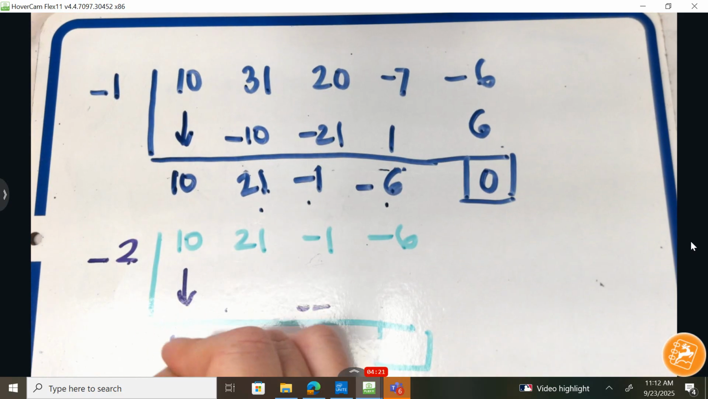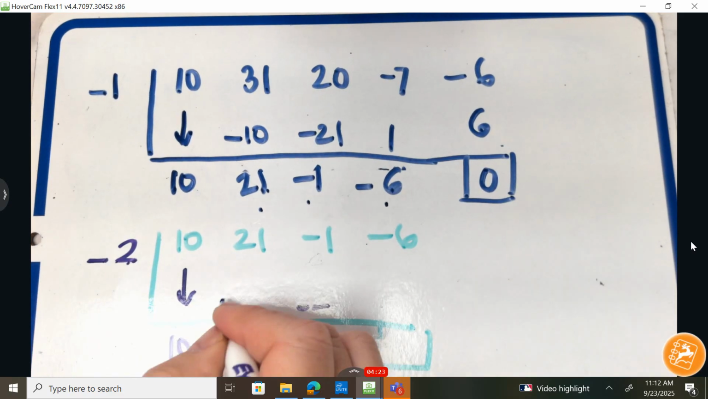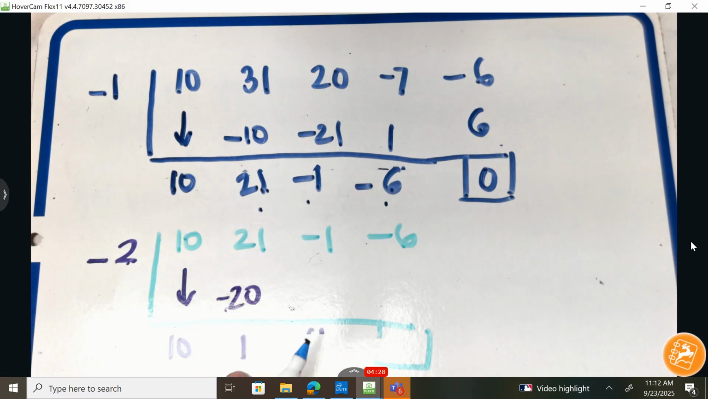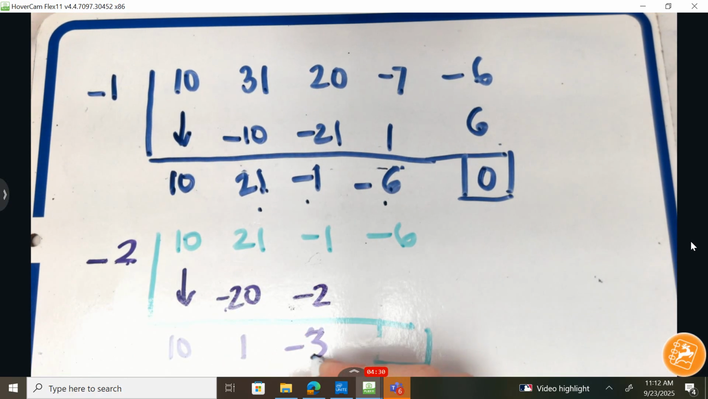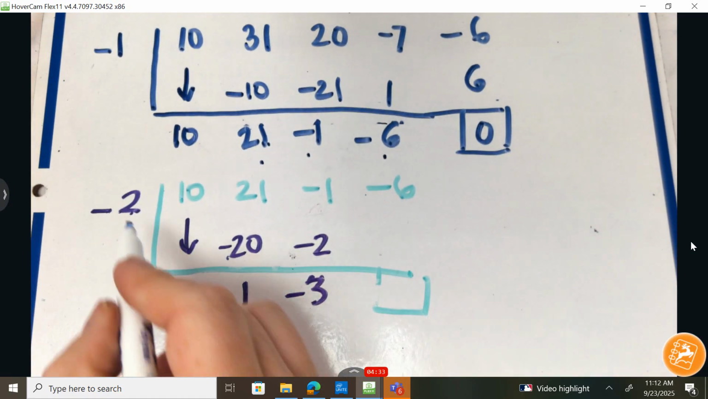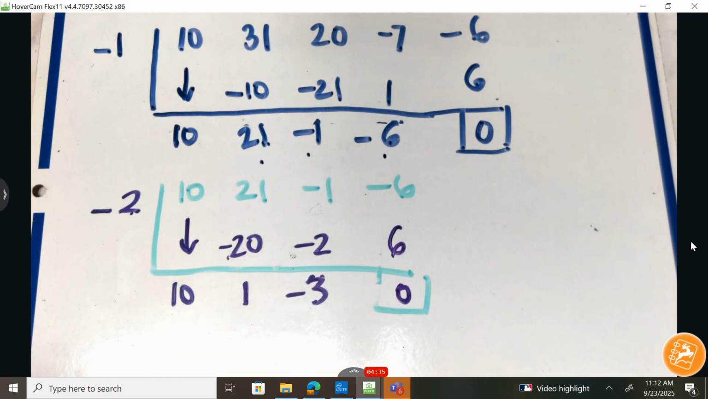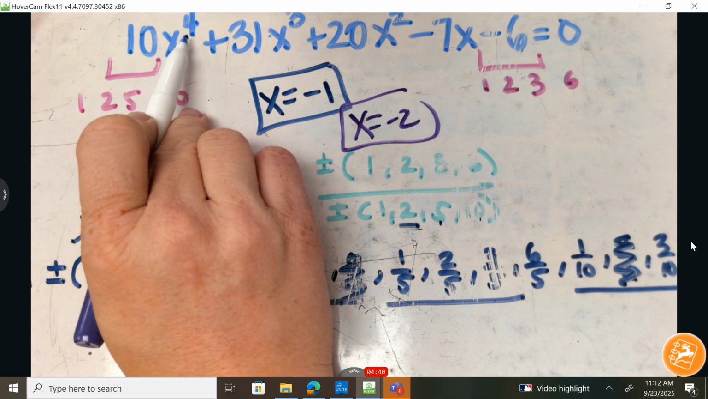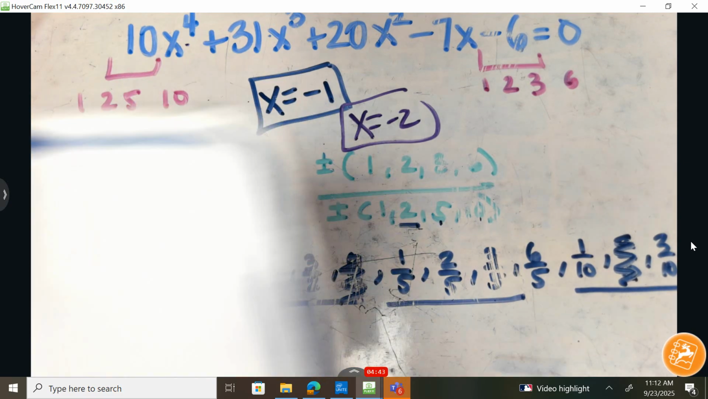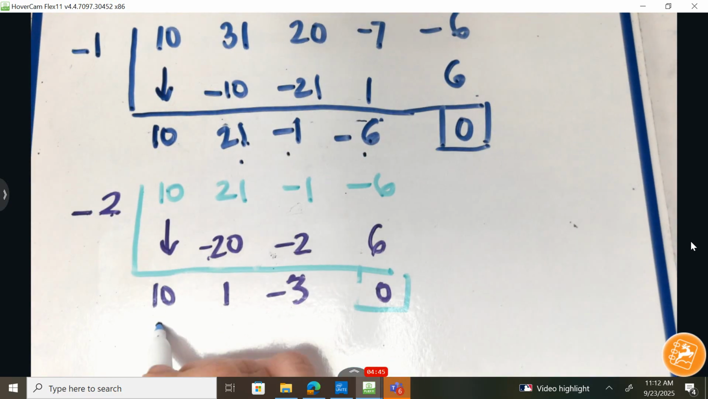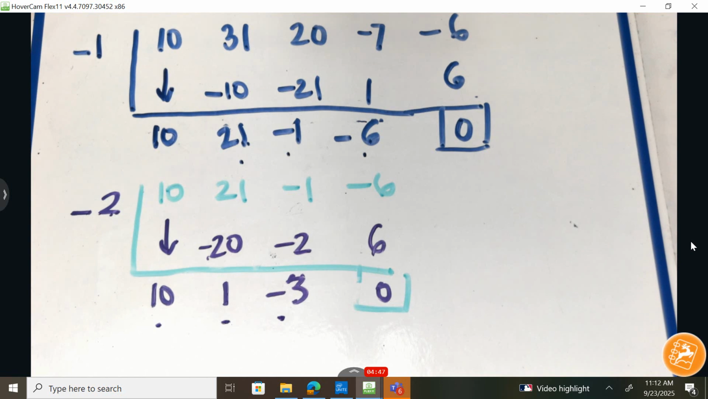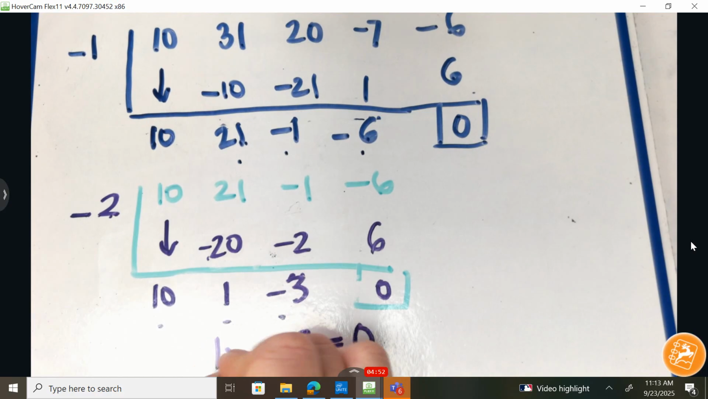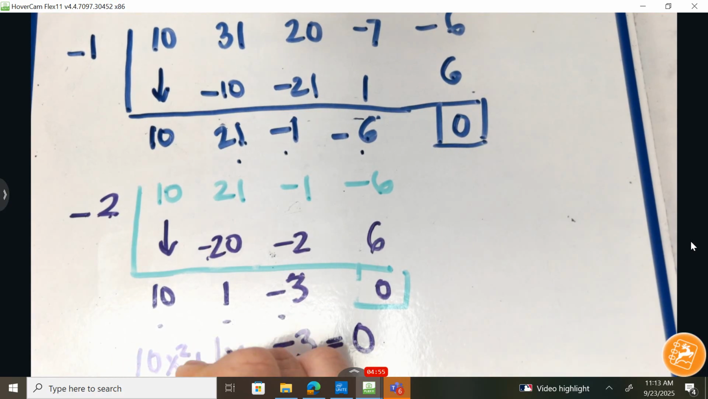I know 2 does not work. Let's try -2. -2 times 10 is -20, adding down to get 1. -2 times 1 is -2, adding down to get -3. -2 times -3 is 6, and it works. Okay, so -2 works. Now, I have 2 solutions already. I have 2 more to come up with. But once I have just 3 terms, again, I can solve using the quadratic formula or sometimes factoring. No x's, 1 x, and 2 x's.